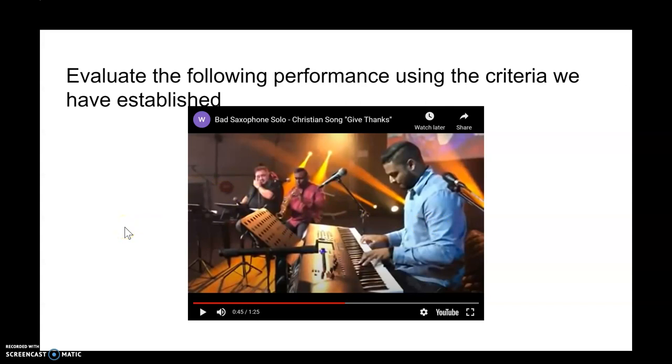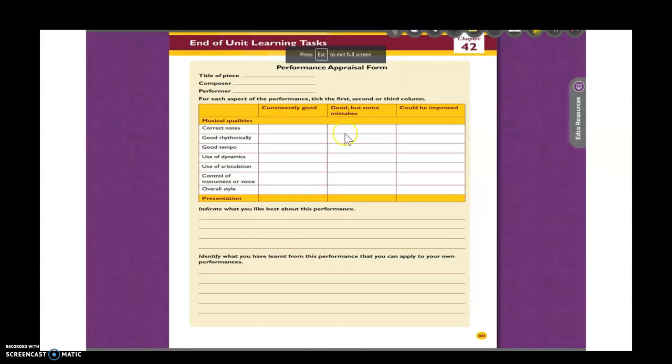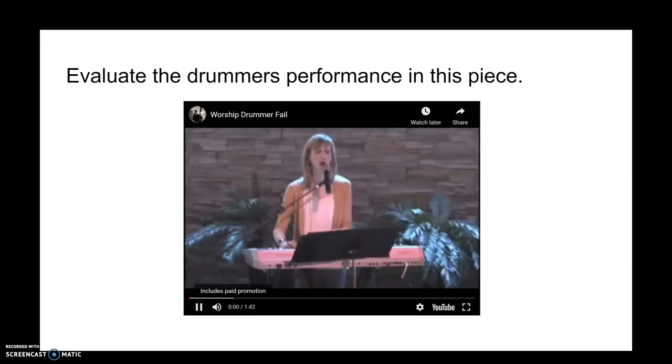But again, if you look at all your criteria, if you evaluate the keyboard player, it appears the keyboard player is playing very good. He's playing correct notes, good rhythmically, good tempo, good use of dynamics, use of articulation, control of the instrument or voice, overall style. But it's quite possible that that keyboard player is playing in the wrong key. So he's not in control of the instrument or voice. We all assume that it's the sax player playing the wrong key, but we don't know. Now, however, you would imagine the sax player would have spotted it at some point there.